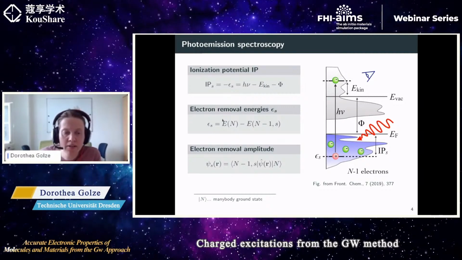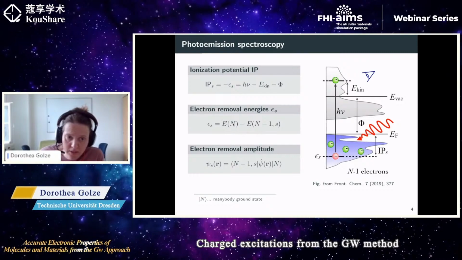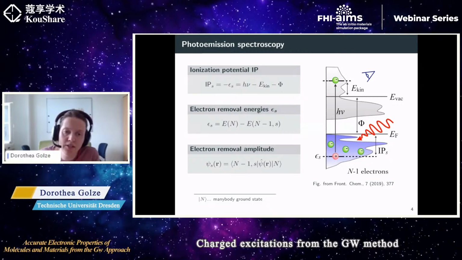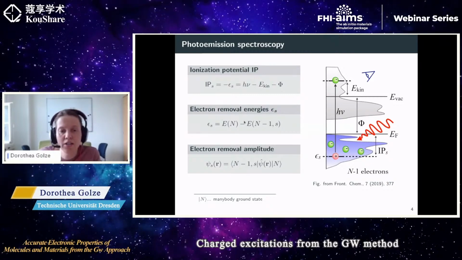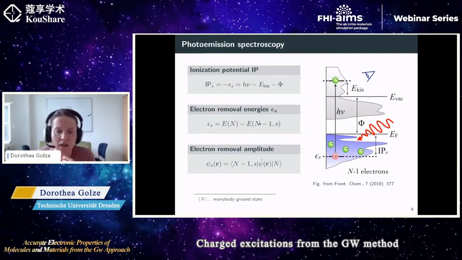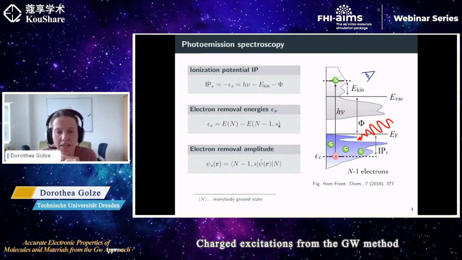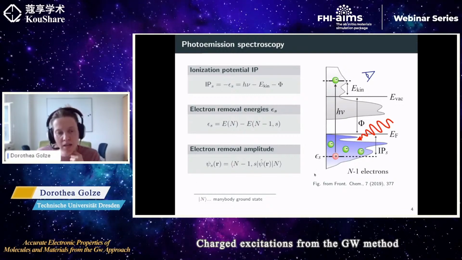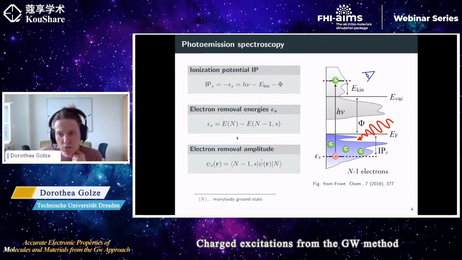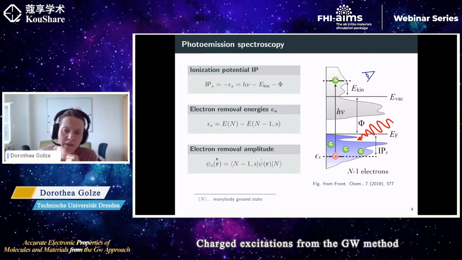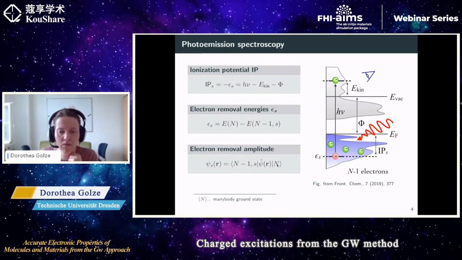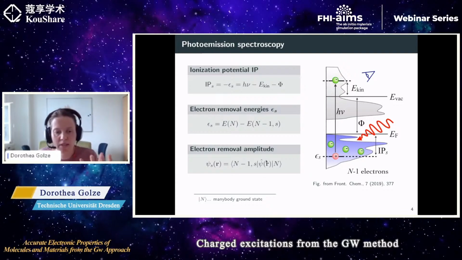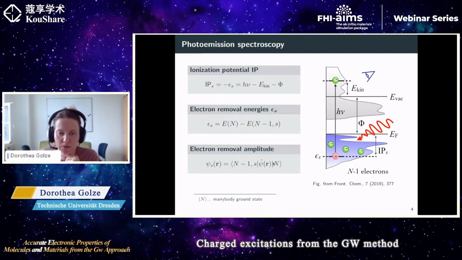So how are they defined? This is the total energy of the ground state with n electrons, and this energy denotes the energy of the system with n-1 electrons. So I have an electron removed from the state S, and the difference between these energies is then the electron removal energy. This defines the electron removal amplitudes. We will look into them later, just also to have them here on the slide. What is the N-electron state? That's the many-body ground state, and this is the annihilation operator that removes an electron from that many-body ground state.